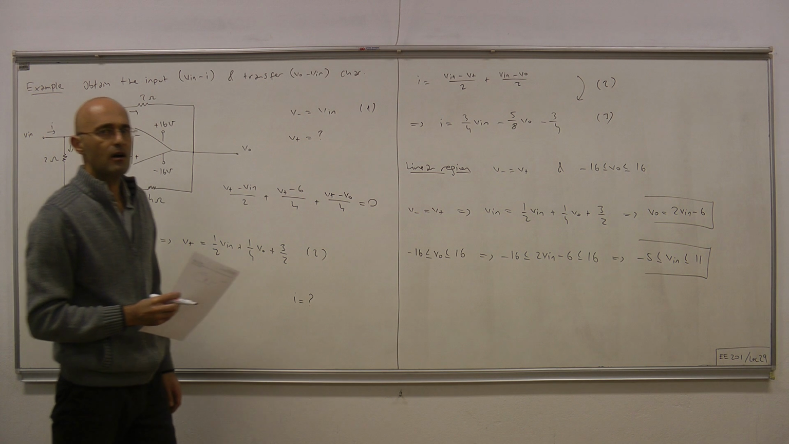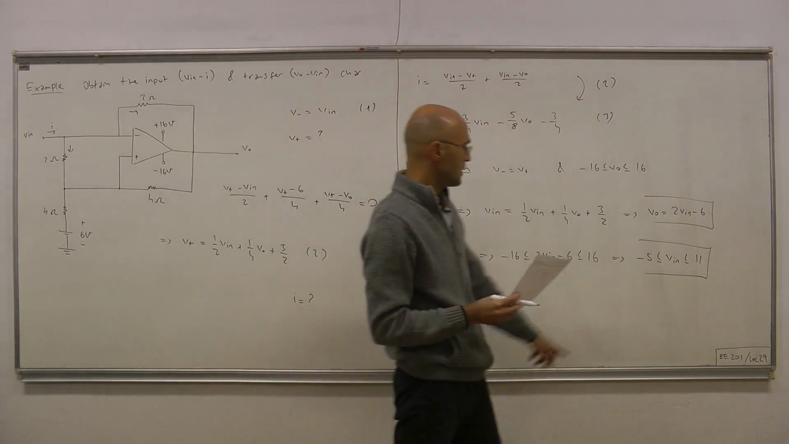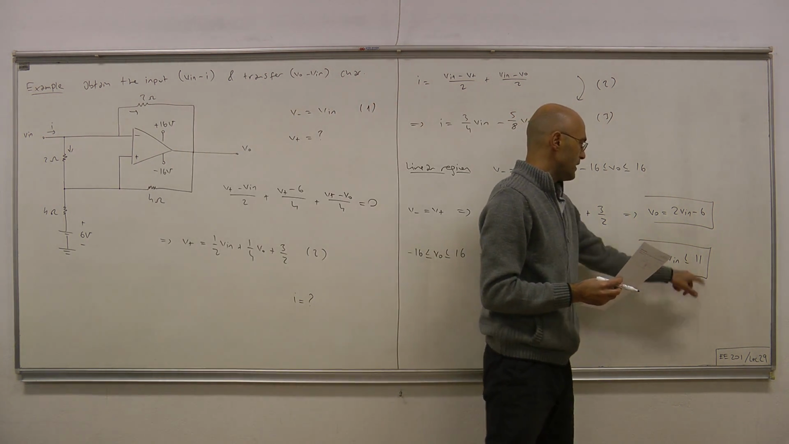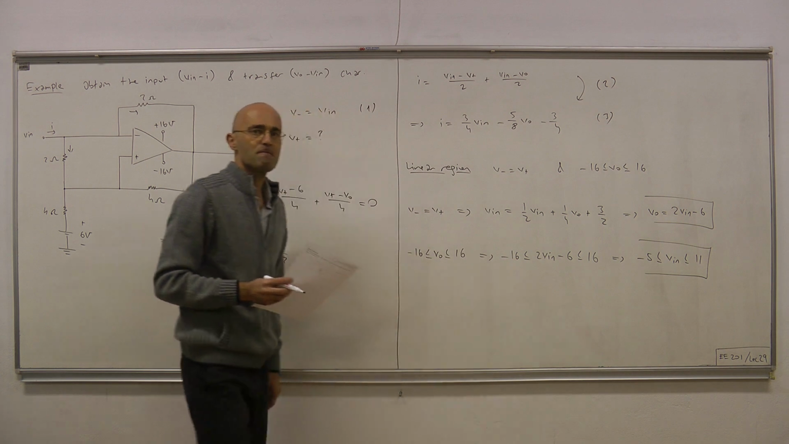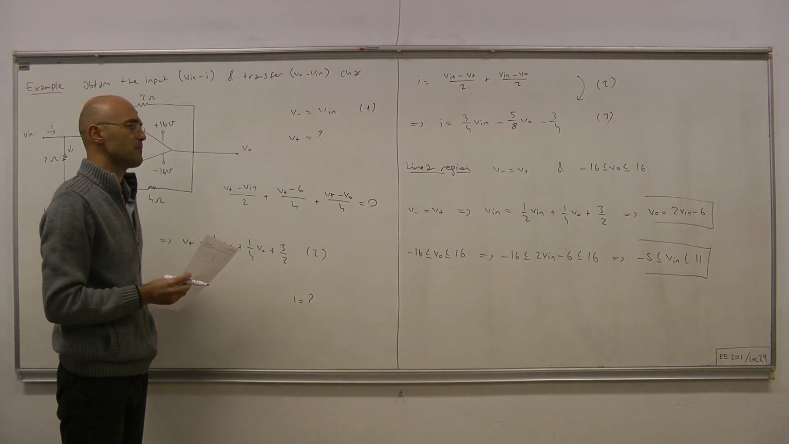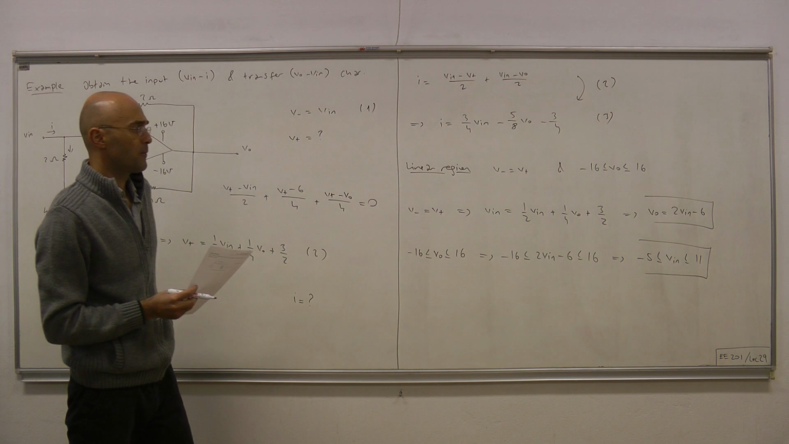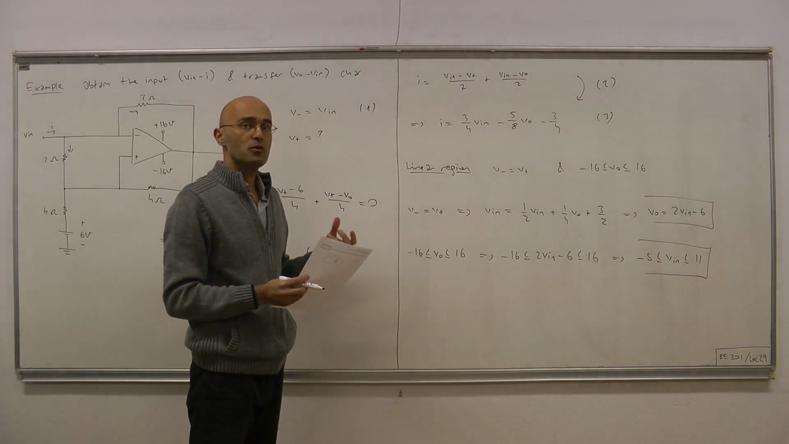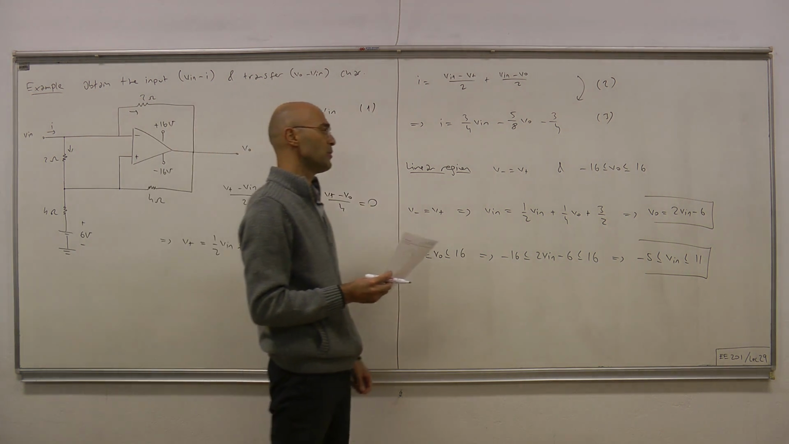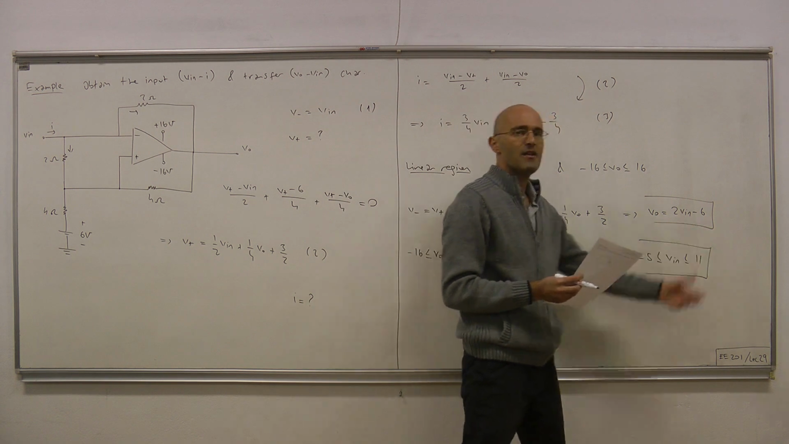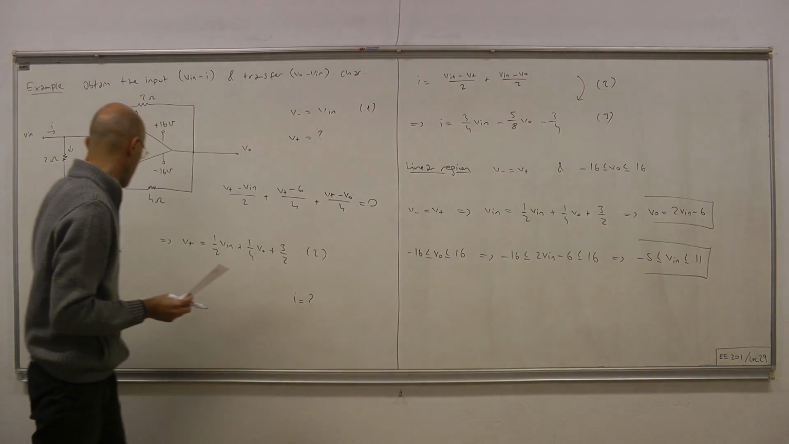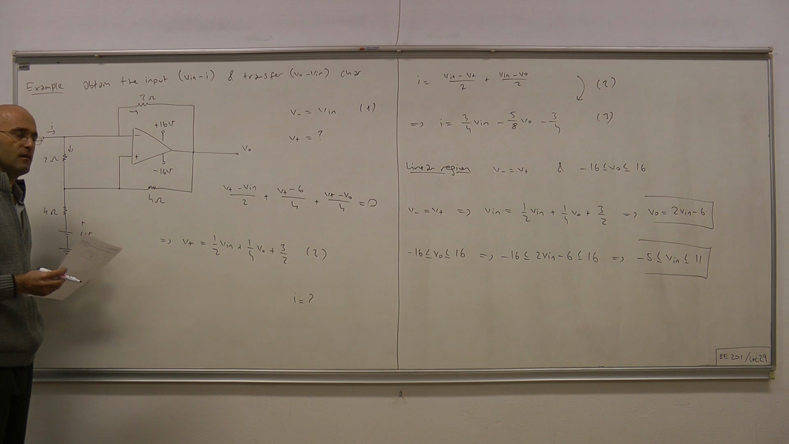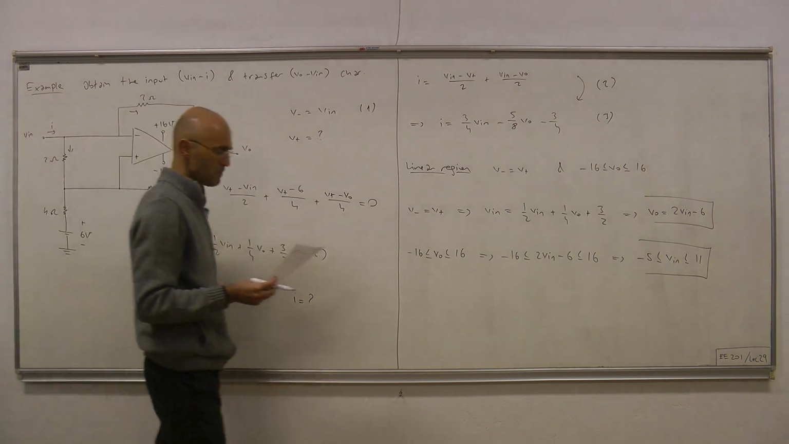Okay. Also, in all our previous examples, the lower and upper bound for the input voltage had the same magnitude, so we had a symmetric interval. But now the interval is not symmetric, and that again has to do with the fact that we have a DC voltage supply here.